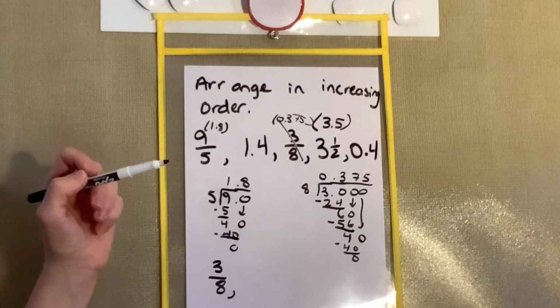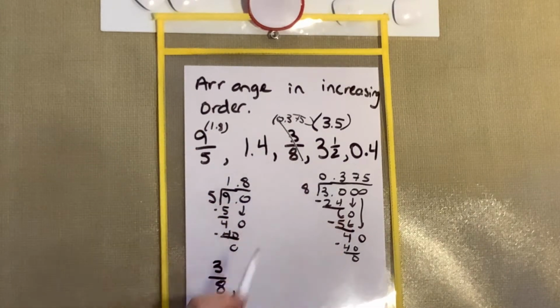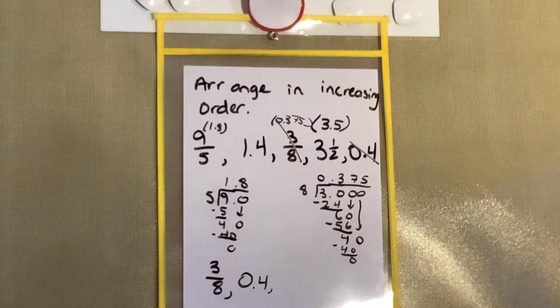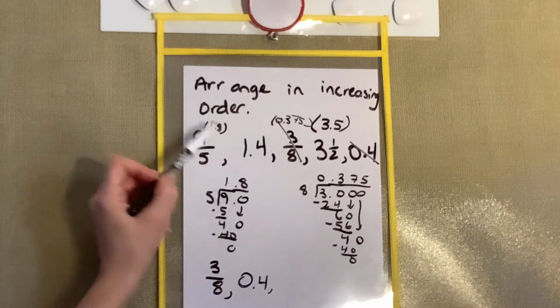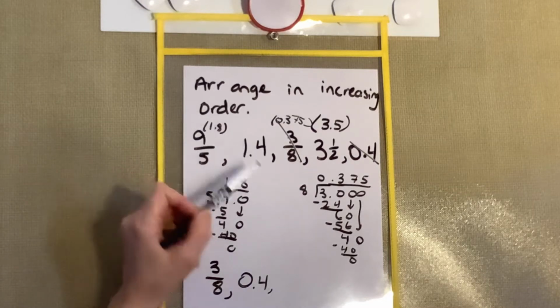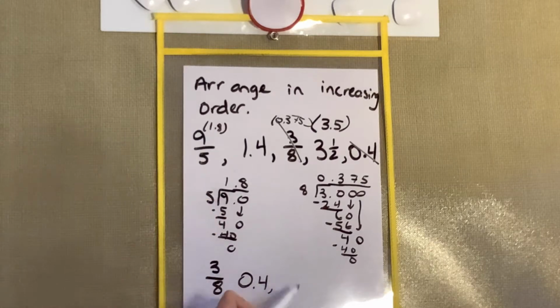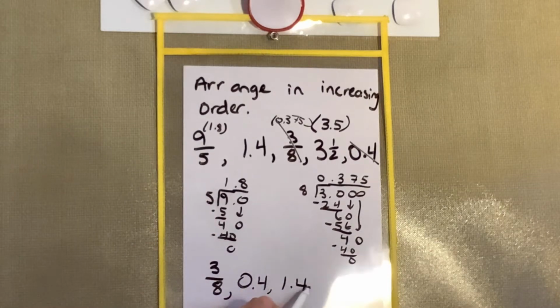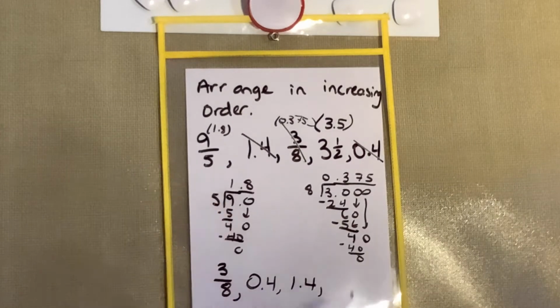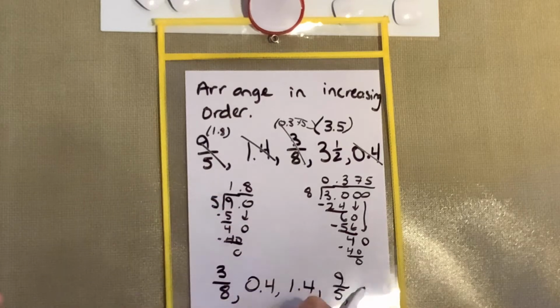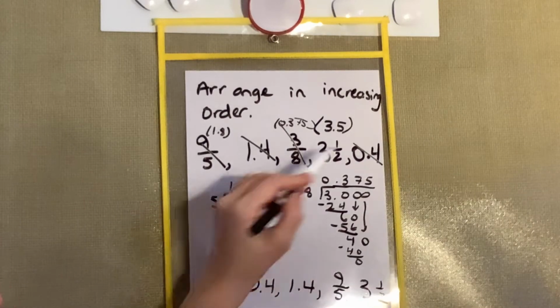I would cross it out, then you know for sure. Our next one is 0.4, or we would say most properly 4/10. Our next whole number is going to be 1. So we have 2 with 1: 1.8 and 1.4. So 1 and 4/10 will be next. Then we have 9/5. And then finally 3.5. How'd you do?